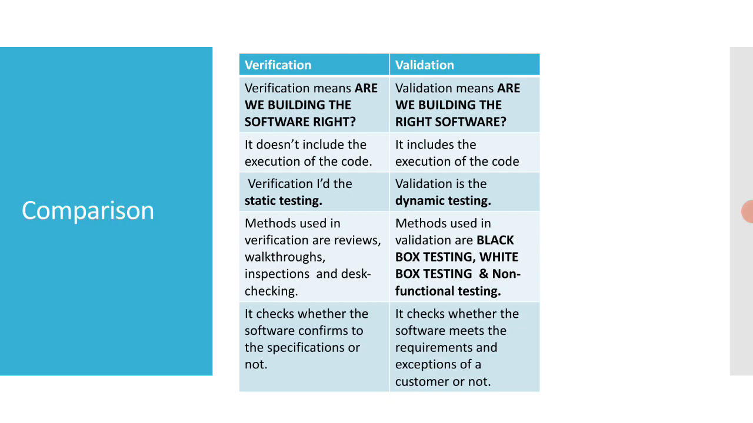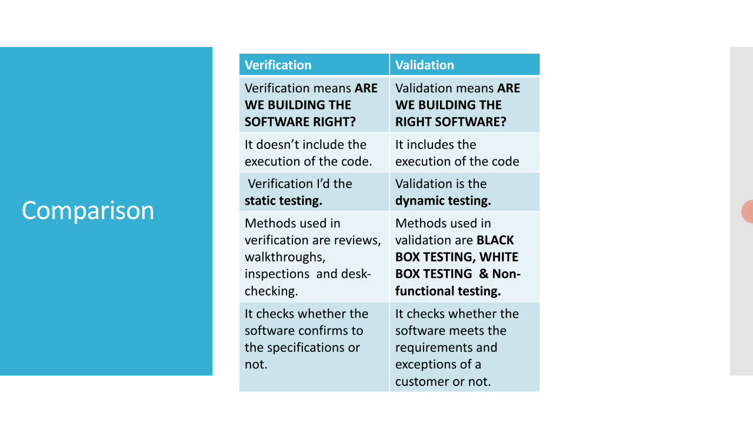Verification can find the bugs in the early stages of development. That's what we have seen, that V model. Early stages of development itself, we can find the bugs. Whereas the bugs which are not found by the verification process can be found through this validation process, that we run the tools.